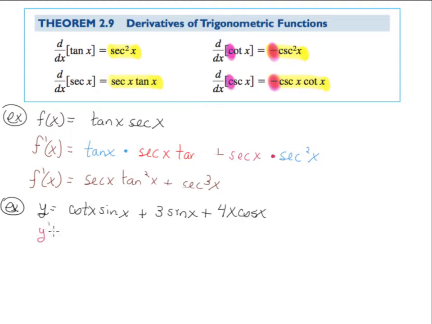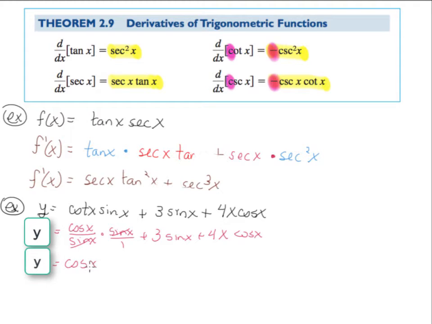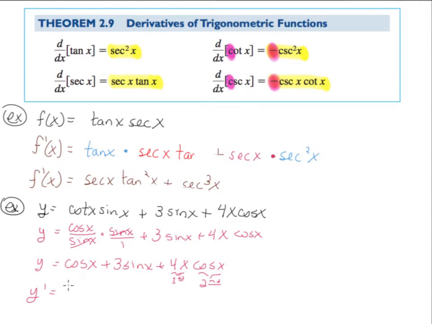But before I take my derivative, I'm going to use the knowledge we have from our pre-chapter on trigonometry to simplify each expression before taking the derivative. I can rewrite y is equal to cosine of x plus 3 sine of x plus 4x cosecant of x cosine of x. Now I can easily differentiate this. Instead of having to do the product rule twice, I only have to do it once in the last term.